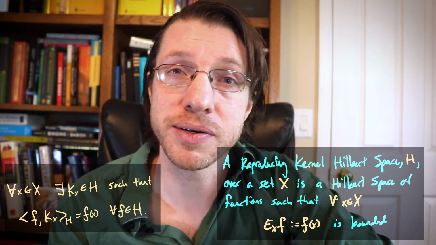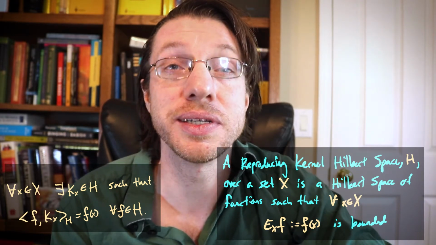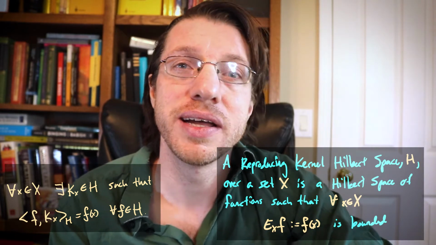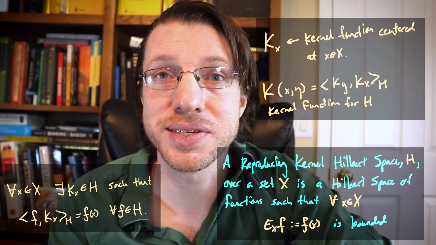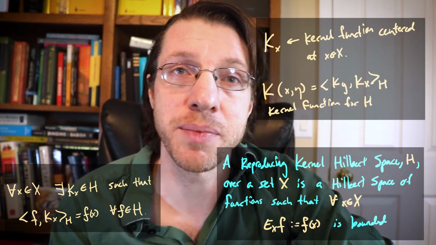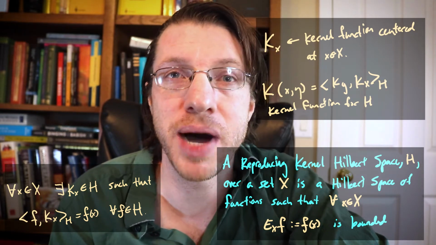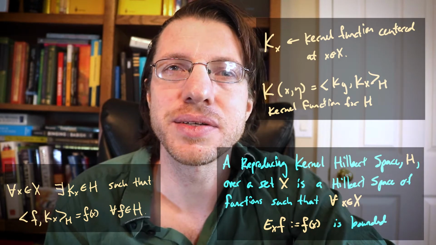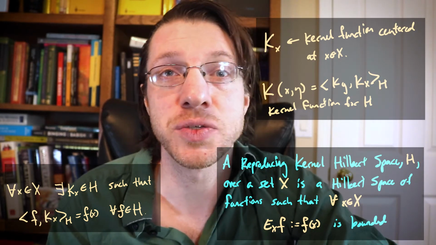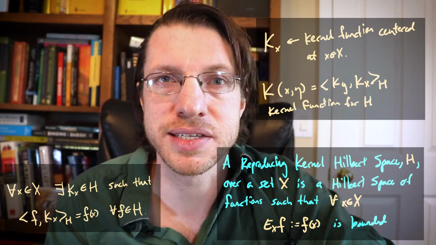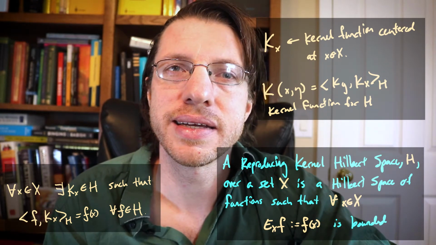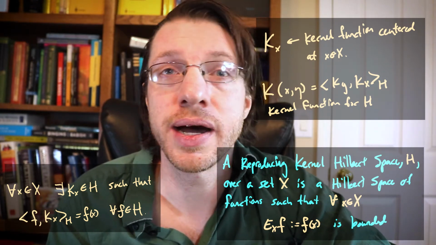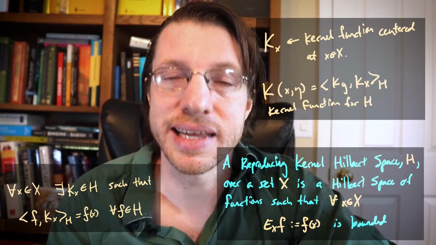So for the evaluation functional at a point x, we have the reproducing kernel k_x centered at x inside of our Hilbert space. And you can make something called the kernel function, which is a positive definite kernel, which has its own definition. We make this by saying that K(x, y), for two points x and y inside of X, we define as the inner product of k_y with k_x in our Hilbert space.